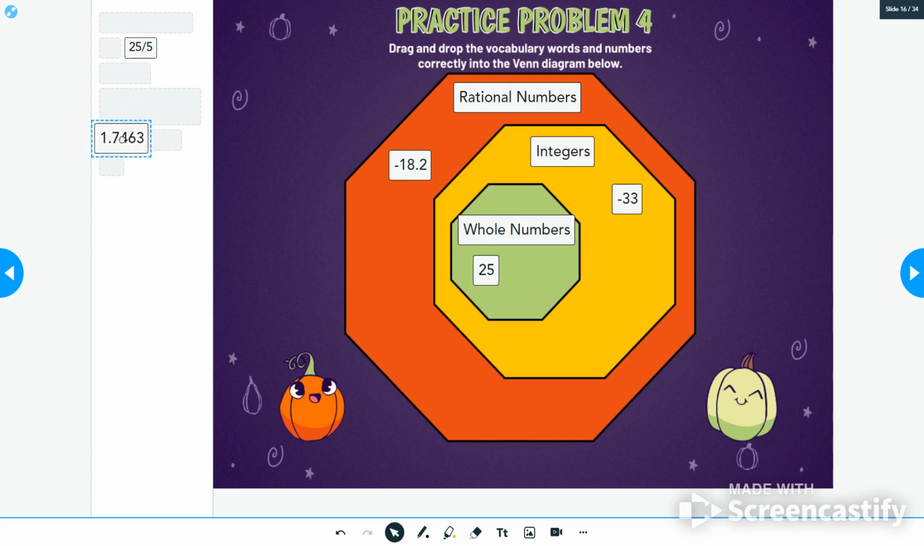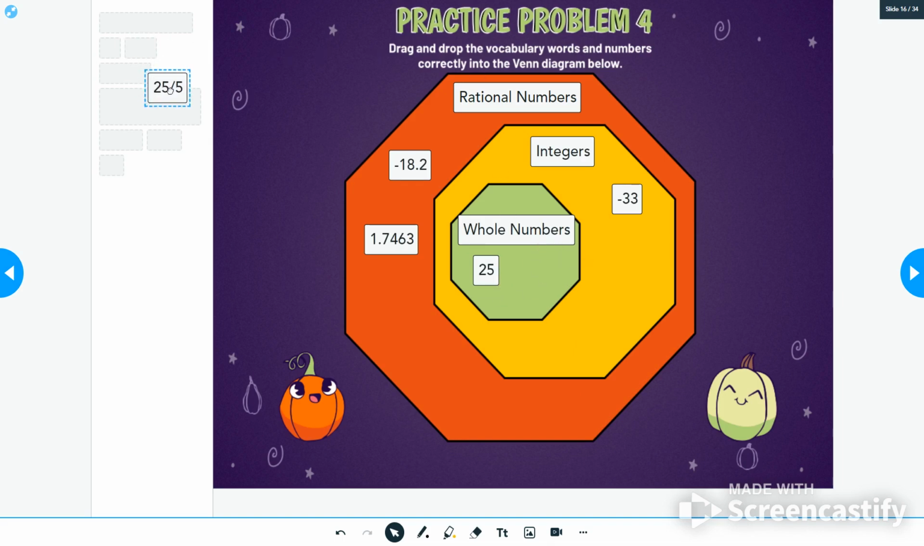Okay, and then negative 0.7463, that is just a rational number. It's a decimal. It doesn't qualify as an integer or a whole number. So in this outer section, we're mostly going to find our fractions and decimals, and that includes negative fractions and decimals. In the integer section, we're going to find negative counting numbers. And in our whole number section, we're going to find positive counting numbers and zero.